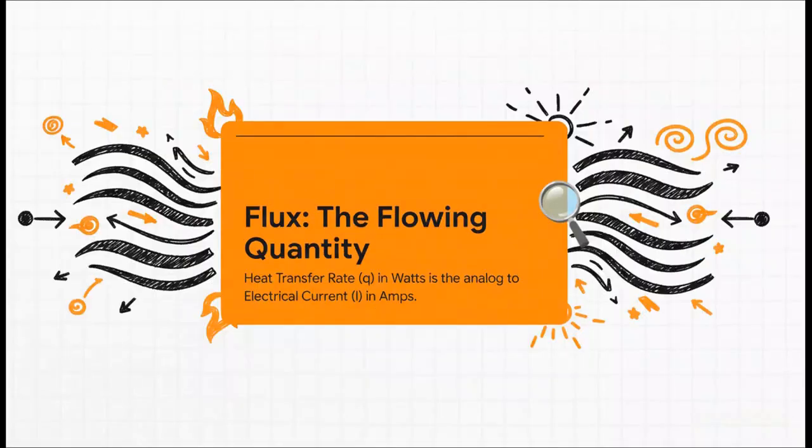So, what's actually flowing? In a circuit, it's the electrical current. That's the flow of charge, measured in amps. In our analogy, the thing that's flowing is heat, specifically the heat transfer rate. That's the flow of energy per second, which we measure in watts. So you can just think of watts of heat flowing exactly like you think of amps of current.